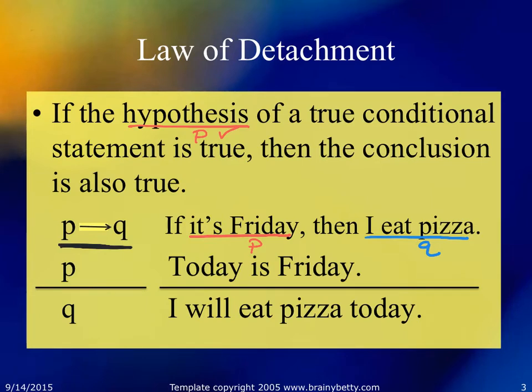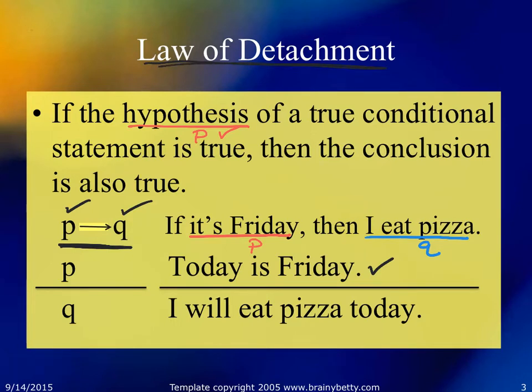If it's Friday, then I eat pizza. So let's say that I gave you the piece of information that, in fact, today is Friday. Then what can you deduce from that? Using logic, what could you assume is going to happen today because today is Friday? Yes, ma'am. Yeah, I will eat pizza today. Because the law of detachment says if the first thing is true, then the second thing will also be true. If you give me a conditional statement, if P then Q, and the P thing happens, then the Q thing will happen as well. Today is Friday, well then I will eat pizza. That is called the law of detachment.